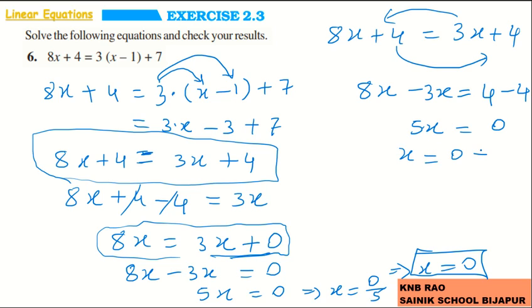x is equal to... 5 is multiplying, so if it comes to this side, it does division. 0 by 5, you know, 0 upon a non-zero number gives you 0. So the value of x here is 0. Okay, this question is very important. And now let us go for checking whether we have done it correctly or not. Now we shall do checking.